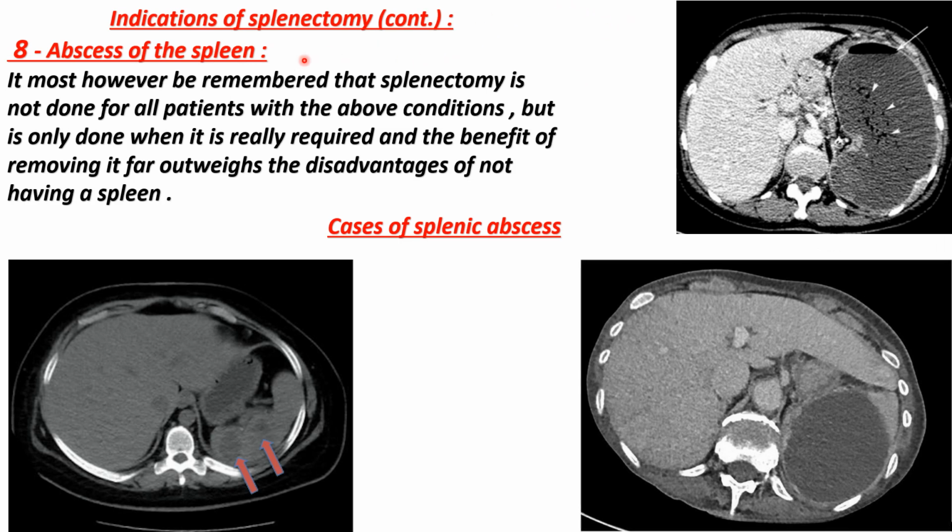The eighth indication of splenectomy is abscess of the spleen. It must, however, be remembered that splenectomy is not done for all patients with the above conditions, but is only done when it is really required and the benefit of removing it far outweighs the disadvantages of not having a spleen. We are seeing here many cases of splenic abscess.